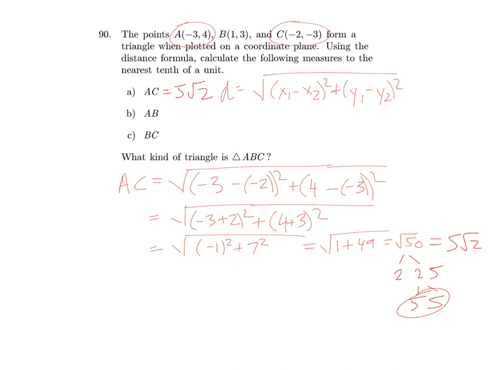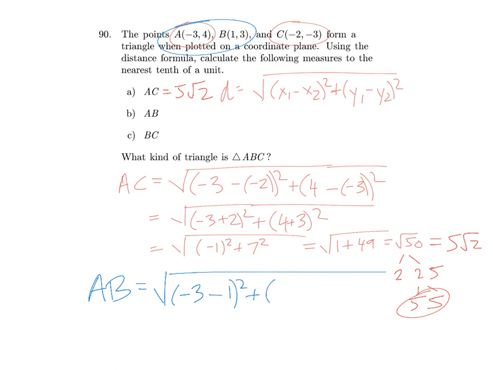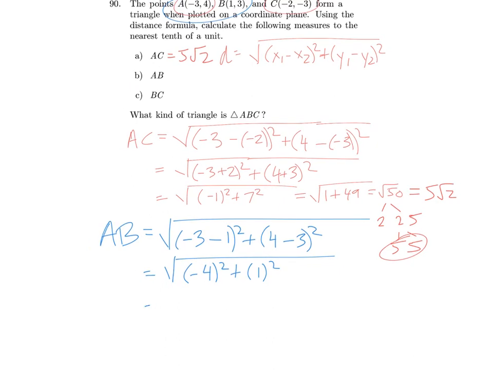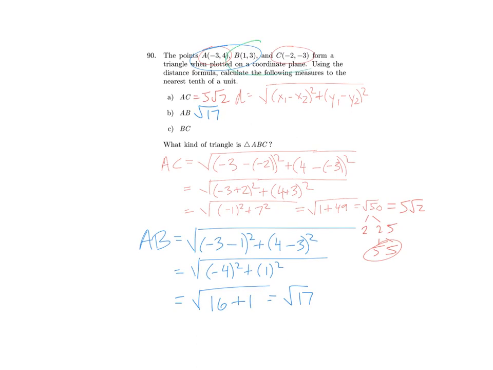Next one, I have AB. So it's going to be negative 3 minus 1 squared plus 4 minus 3 squared. I have negative 4 squared plus 1 squared. Now I have 16 plus 1, square root of 17. Done.